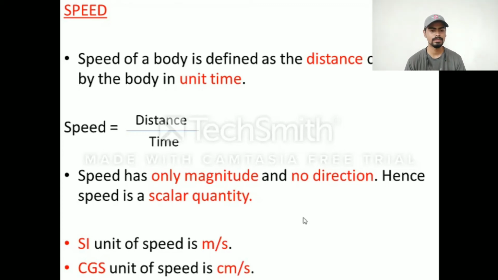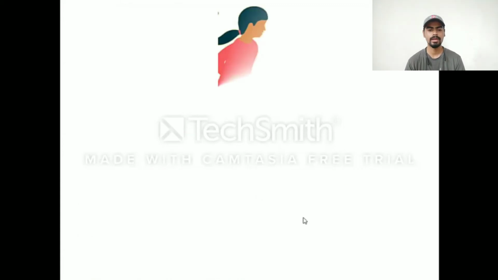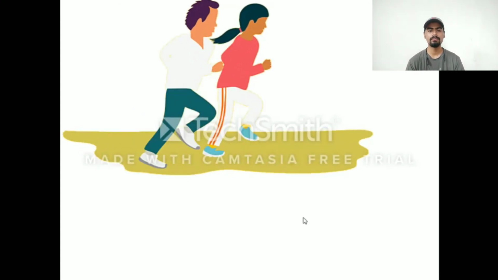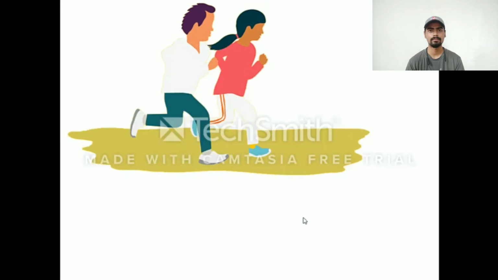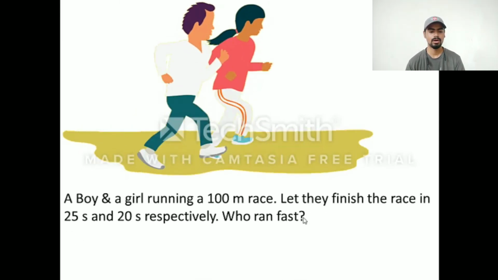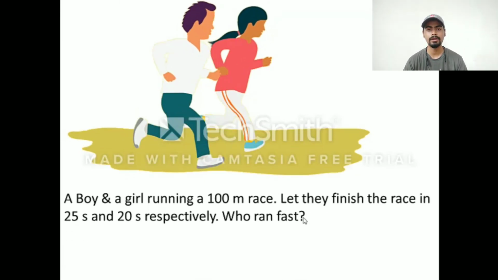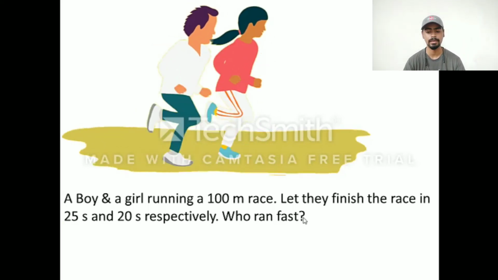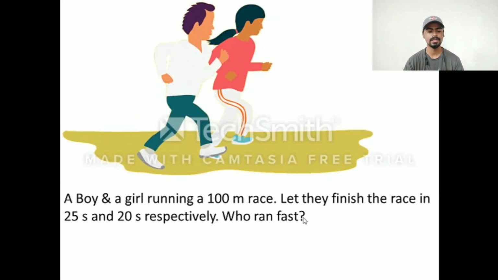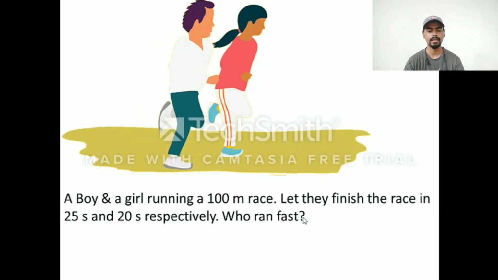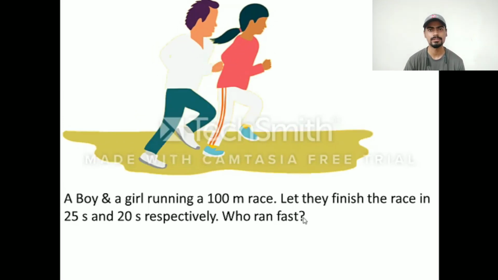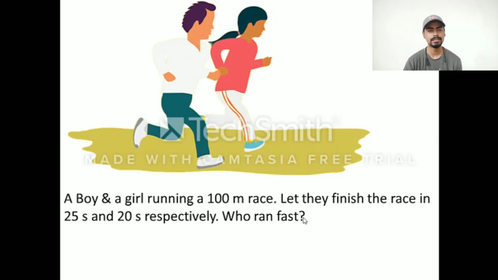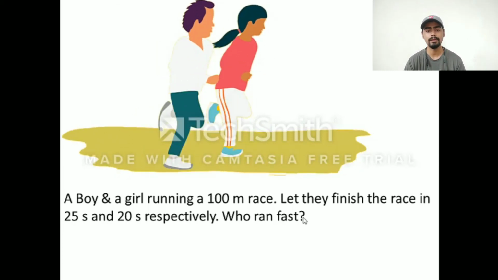Okay, so let us now take one example. Here there is a case in front of us. A boy and a girl are both running a 100-meter race. So the distance given to us is 100 meter. Let them finish the race in 25 seconds and 20 seconds respectively. Now we have to find out, using this information, who ran faster.